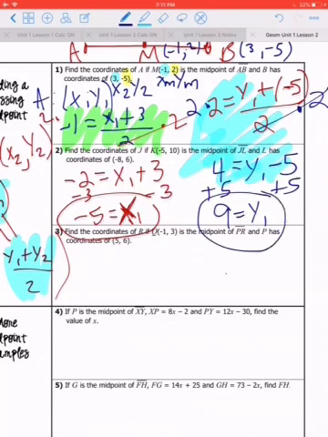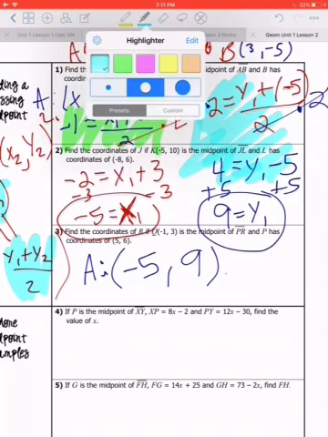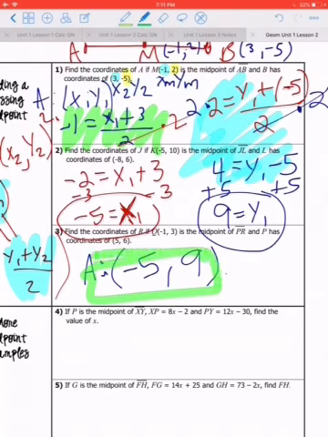Okay, so putting those together, the coordinates of A are at (-5, 9). And that's your actual answer, because A is a coordinate point, right? So that's number 1, and I'm writing really big, so I'm just going to erase so I can move on to number 2.